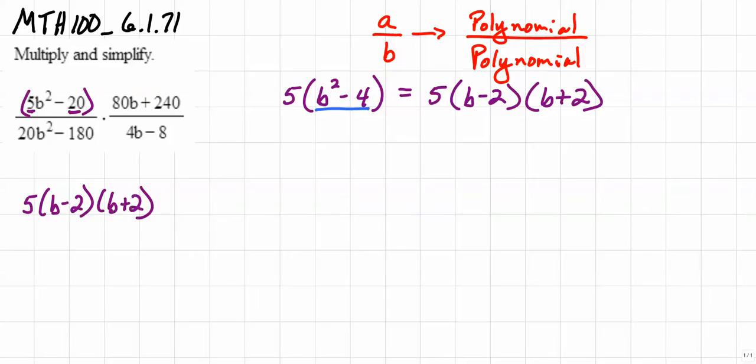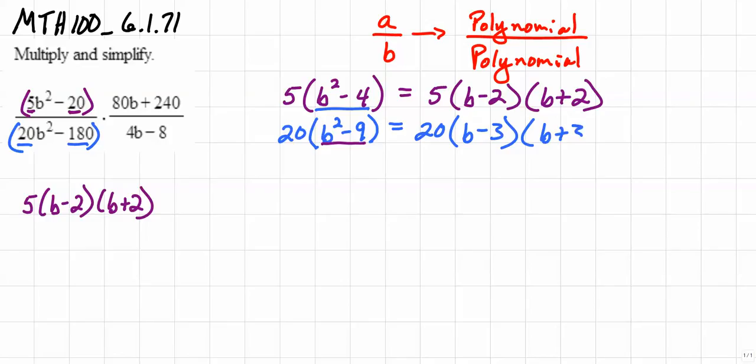Then we'll go ahead and explore this expression right here, 20b squared minus 180. Notice that I can factor 20 out of both of these. And that will give me 20 times the quantity b squared minus 9. Once again, this is a difference of two squares. And so we can go ahead and say that this is 20 times the quantity b minus 3 times b plus 3. And this is going to go in the denominator of our first rational expression.